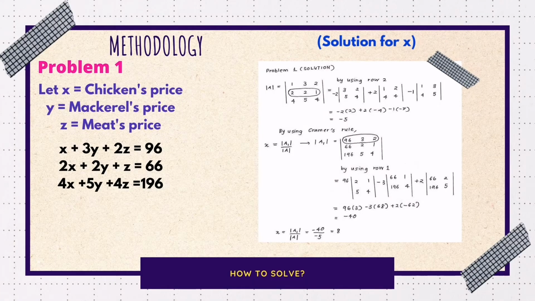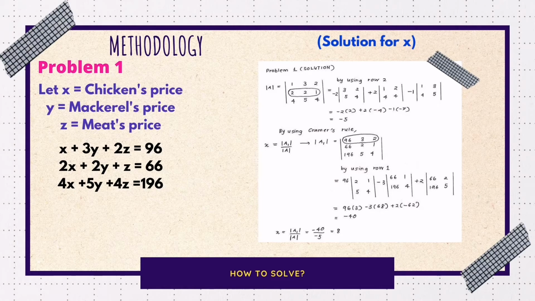Next is the methodology part. We divide it into 2 problems. Problem 1: to determine the price of 3 items, which are represented by x, y, and z. x is chicken's price, y is mackerel's price, and z is meat's price. We represent the problem statement by linear equations: x plus 3y plus 2z equals 96, 2x plus 2y plus z equals 66, and 4x plus 5y plus 4z equals 196.